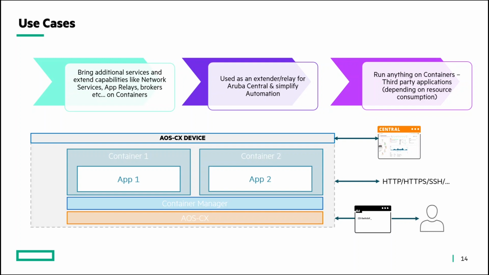Simplified automation: a container running automation scripts to push configuration updates to network devices managed by Central. Another example is an event handling container service that automatically responds to network events by executing predefined actions such as notifying administrators or attempting a restart. These are a few examples of how containers can be used.